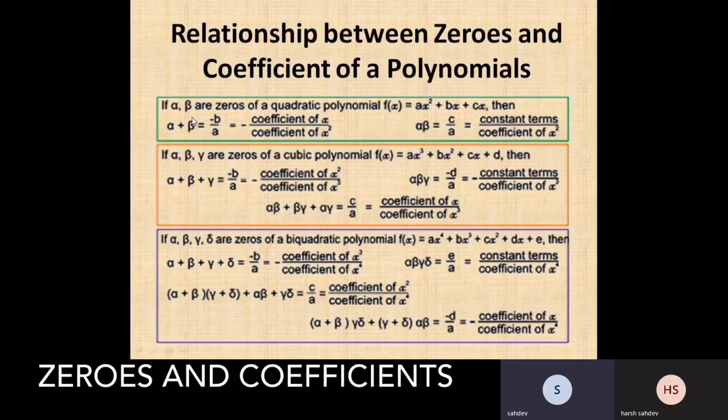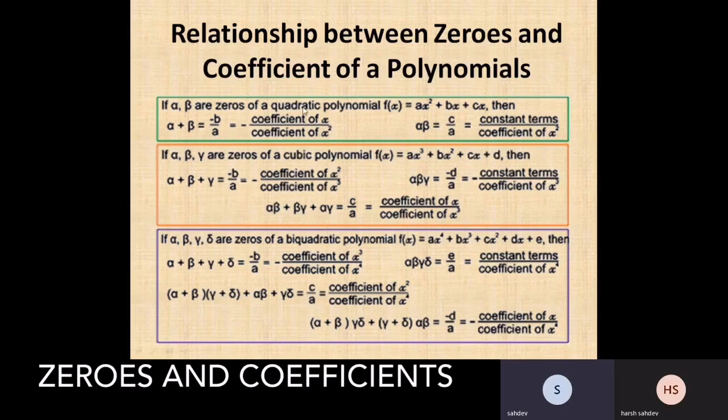If alpha and beta are zeros of a quadratic equation. For a linear equation, you know there will be one single zero. The quadratic equation will have two zeros. We have considered those two zeros as alpha and beta.